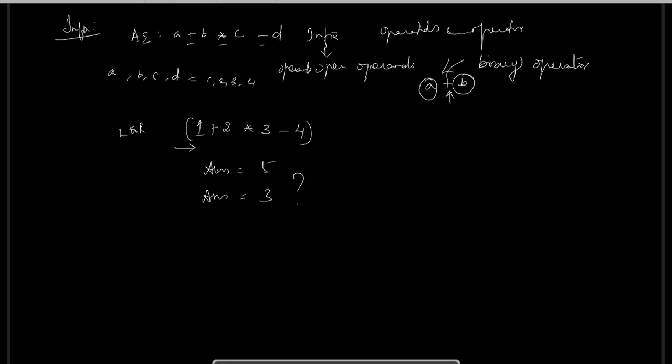Which one is correct? Guys, how will you evaluate this expression? This is a very simple arithmetic expression wherein you have only plus and minus and this multiplication symbol. How will this expression get evaluated?